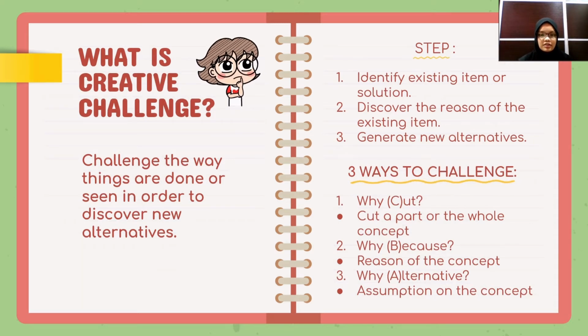There are three ways to challenge, which are through CBA. C stands for cut, where we cut a part or the whole concept. B stands for because. Here, we need to know the reason for the existence of the item or the concept. And the third one is alternative, where we make an assumption on why something happened or something should be like that.